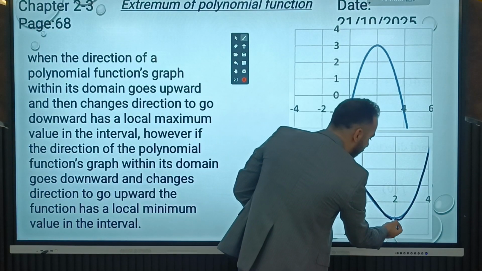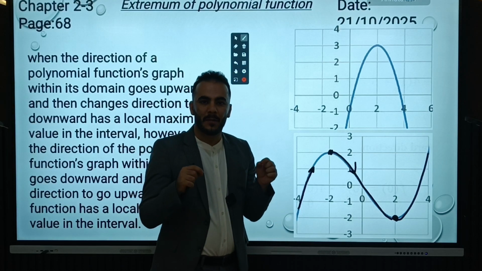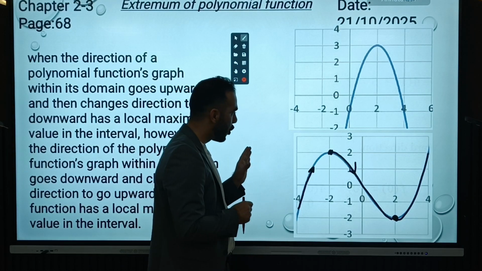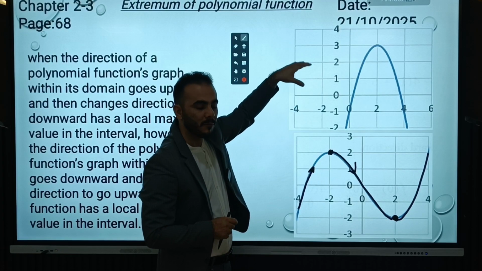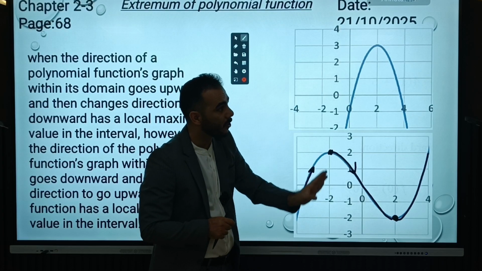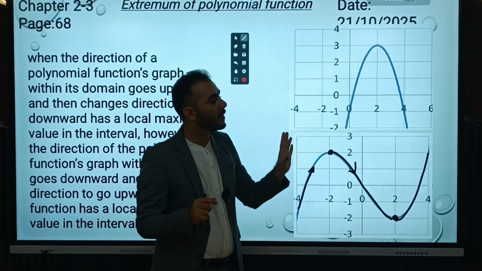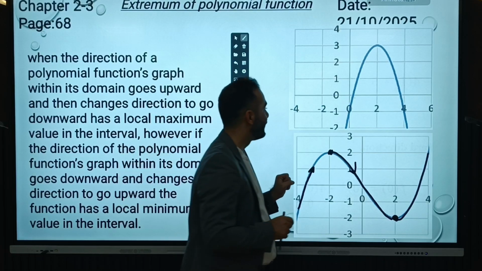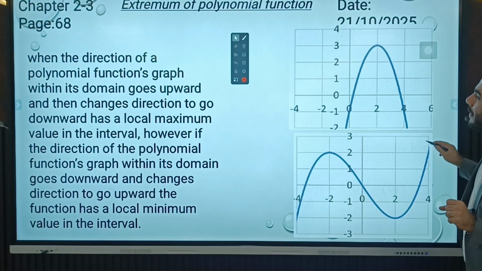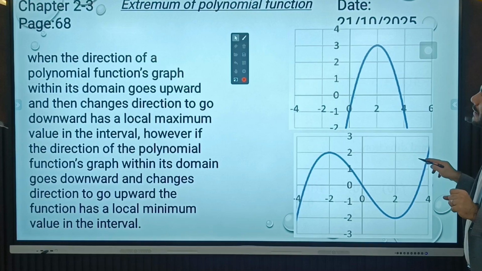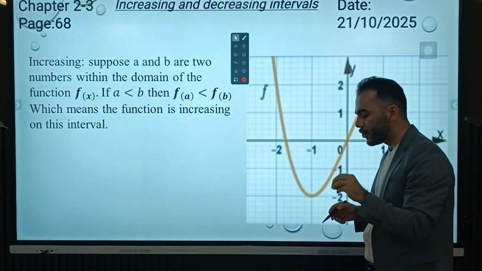Let's make it more clear. If we go up and then down, we have a local maximum. If we go down and then go up, we have a local minimum. That's all about this story. Let's see how it's going to come in the question in grade 10, by the way. Before doing that, we need to talk about increasing and decreasing intervals of functions.